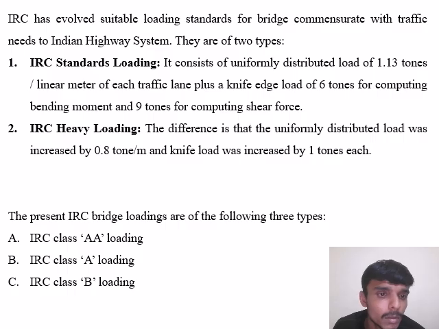IRC standards on loading and heavy loading. It consists of a uniformly distributed load of 1.13 tons per linear meter of each traffic lane, plus the knife edge load of 6 tons for computing bending moment and 9 tons for computing shear force. The difference is that the uniformly distributed load was increased by 0.8 ton per meter, and the knife load was increased by 1 ton in heavy loading.